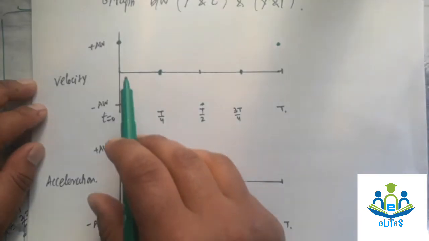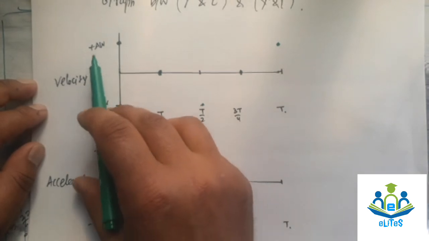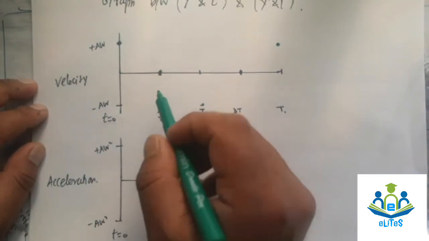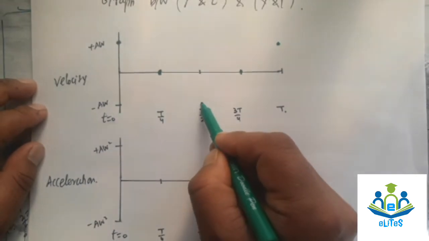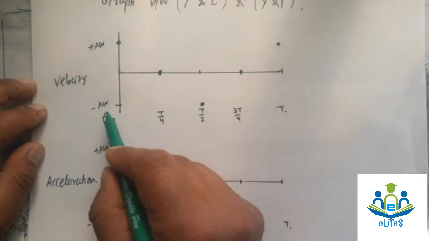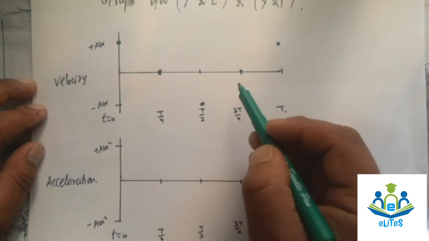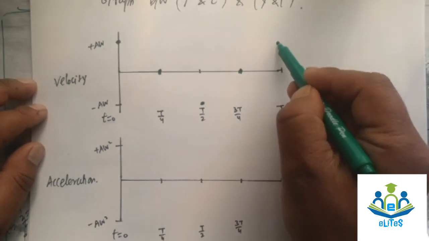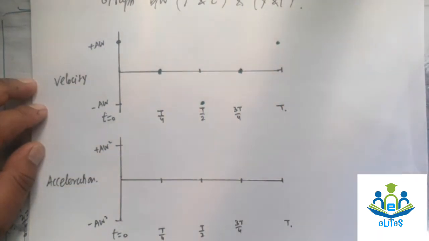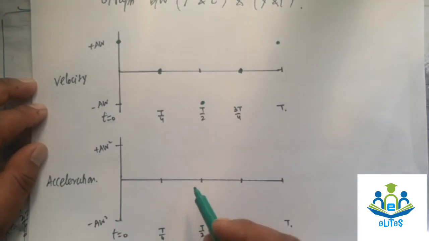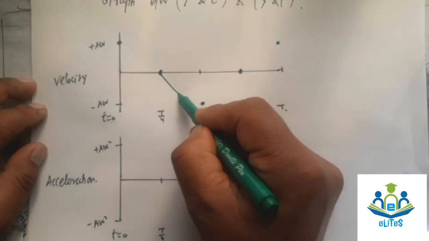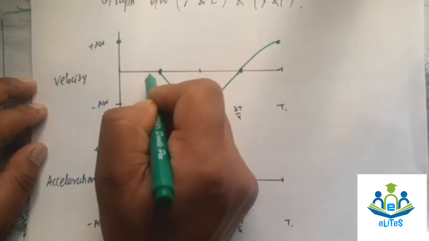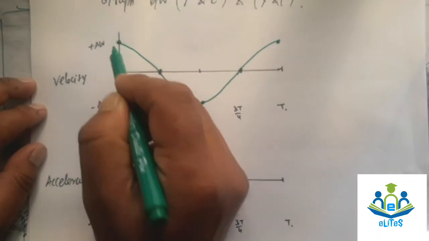Let's draw the graph. First, for the velocity, when time is 0, its maximum value is plus a omega. Okay. When t is T/4, its value is 0. At half time, it is minus a omega. When the time is 3T/4, again it is 0. And when it is T, the complete time period, it is again plus a omega. Okay. Let's join these points. By joining these points, we get this beautiful cosine graph.